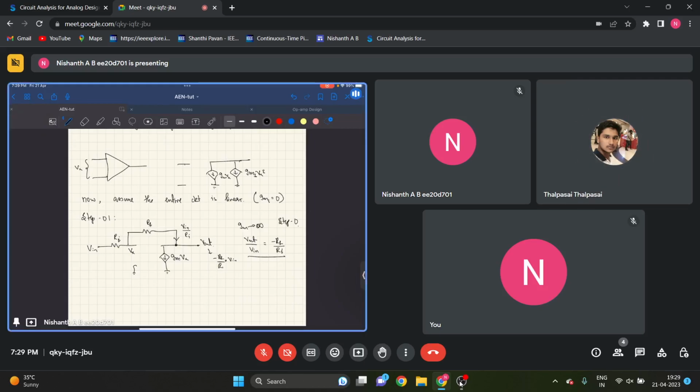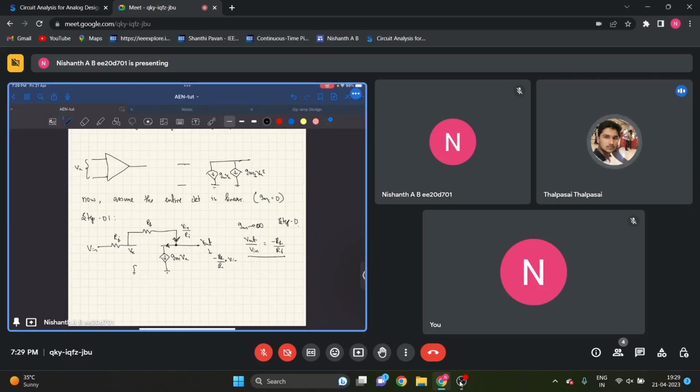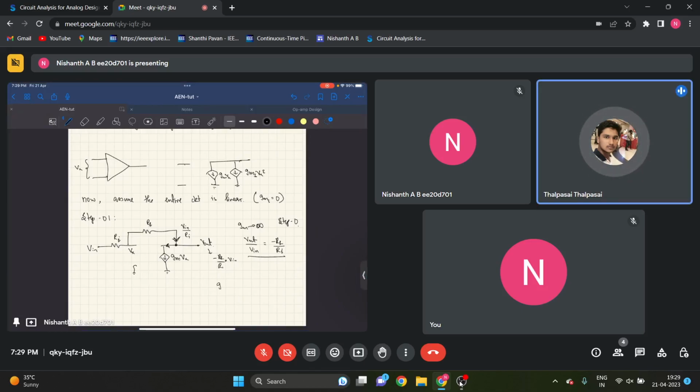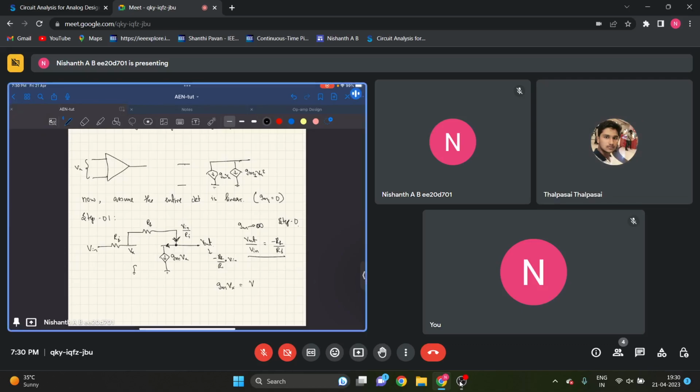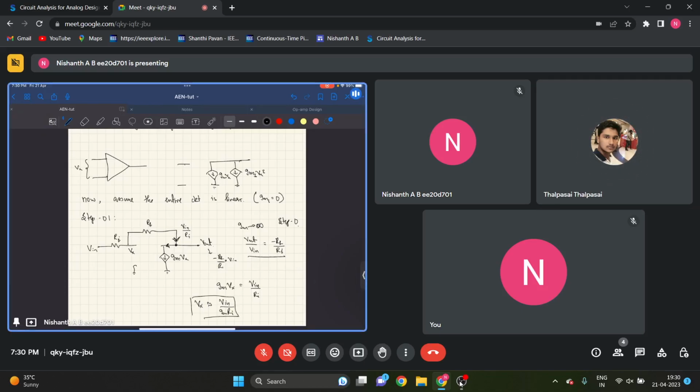Correct. So this current is Vin by Ri. That has to flow through the op amp only, since it is in series. So Gm Vx should be Vin by Ri, correct? Yes, sir. So what is Vx? Approximately it is Vin by Gm Ri. Perfect. So Vx is approximately Vin by Gm Ri.